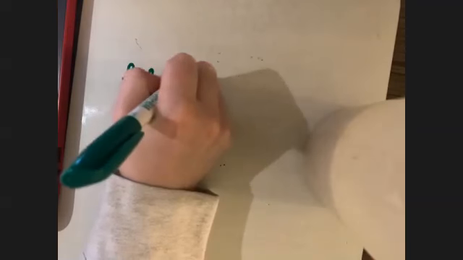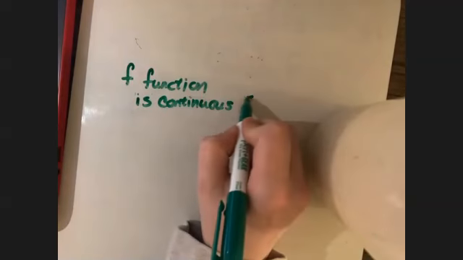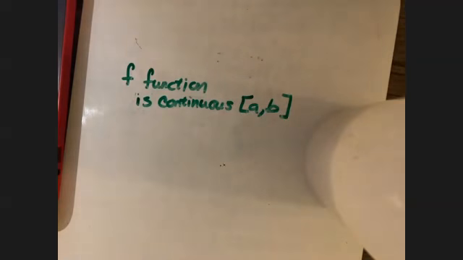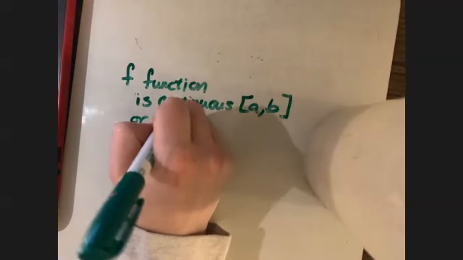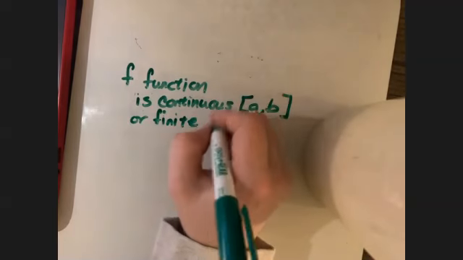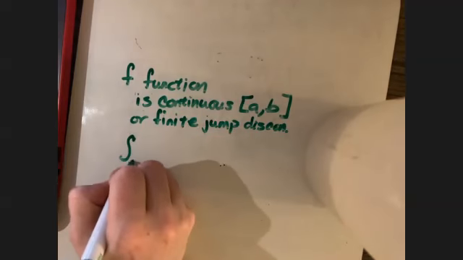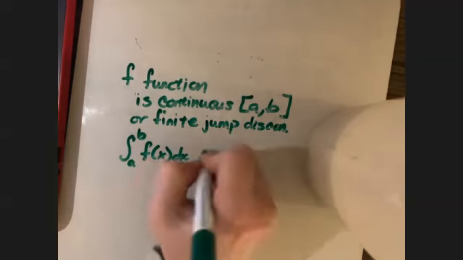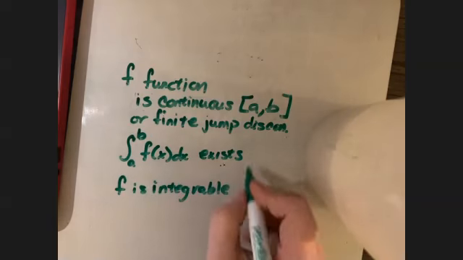Now, one of the things that we have is, if f is our function, F is a function, and it is continuous on the closed interval A to B, or it has finite jump discontinuities, then the definite integral from A to B exists, and we say f is integrable over A to B.